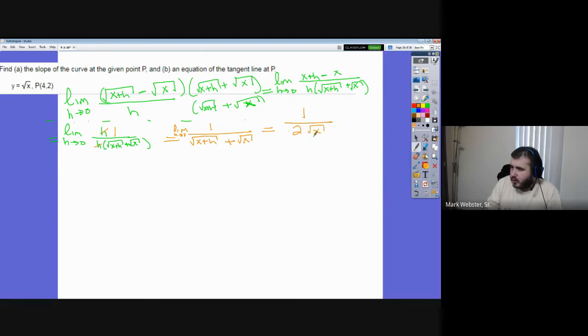Now we're going to plug in x equals 4. We know that this is 1 over 2 times radical 4. Square root of 4 is 2, right? Everybody's good saying that. So this is 1 over 4. 1/4 is our slope. We found it. Here's our x1. Here's our y1.